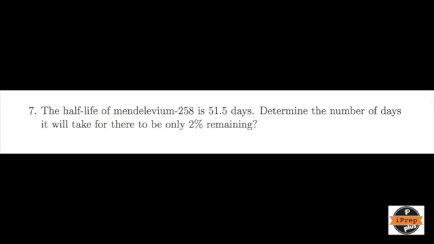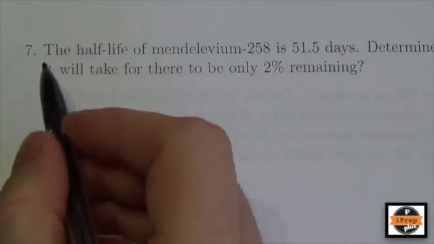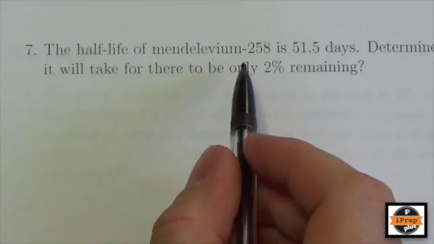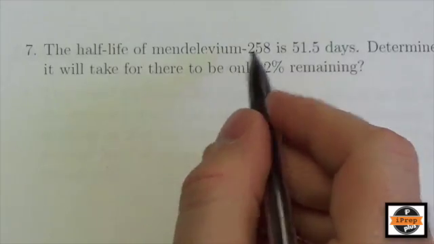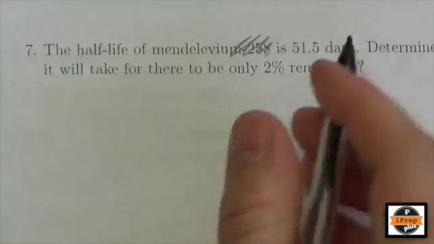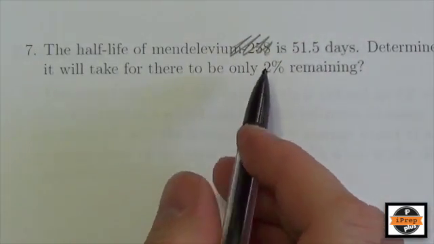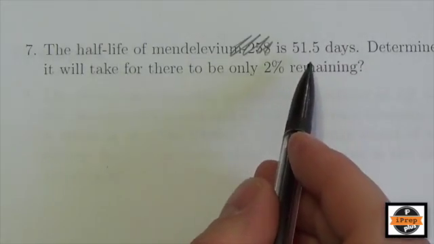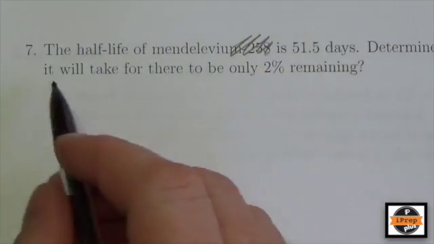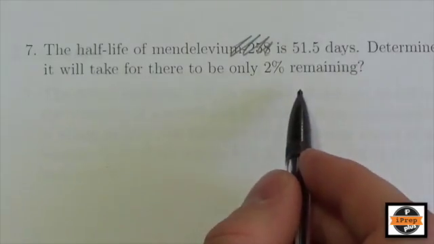Example 7. This question says that the half-life of mendelevium is 258, which, by the way, is an unimportant number. Don't try to include that in the work here. The half-life is 51.5 days. Determine the number of days it will take for there to be only 2% remaining.